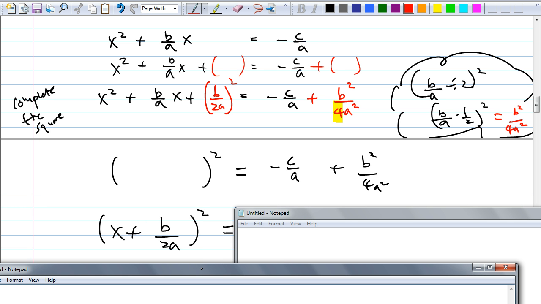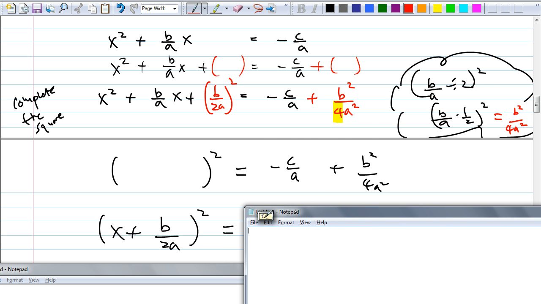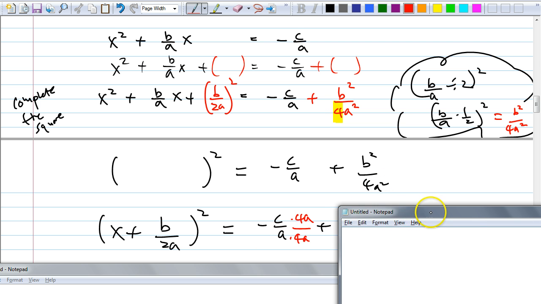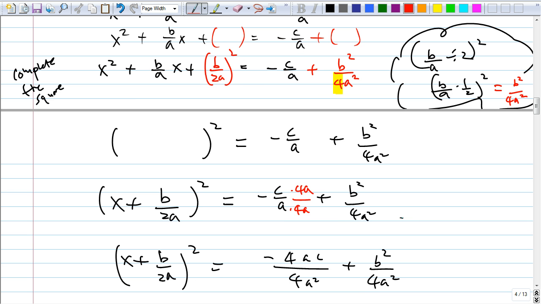Can I add these together right now as it is? No, I need a common denominator. So what do I need to multiply c over a by? 4a, because I need 4a squared on the bottom, so I need to multiply top and bottom by 4a. That's what I'm doing. Is that okay? When I multiply that, tell me what I get. Negative 4ac. Isn't that what we get on the left side? So there you go.